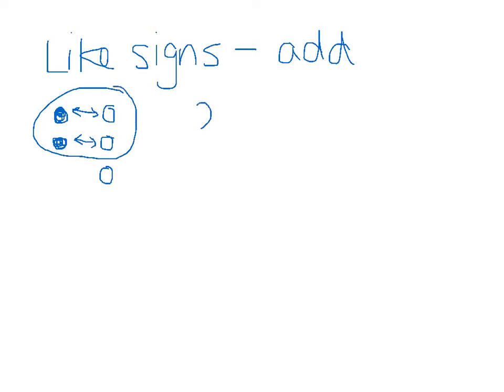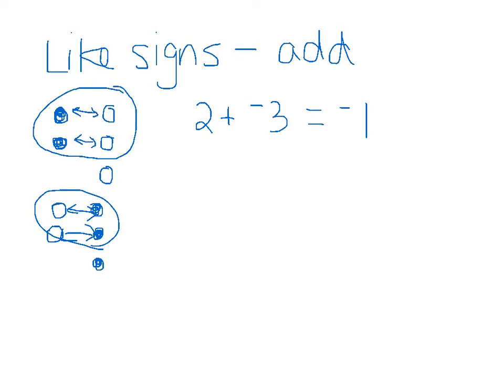In math, what we've just shown is that 2 plus negative 3 is equal to negative 1. By the same token, if these 2 were negative and these 3 were positive, we could see that 2 of them are still going to cancel each other out. But the one that's left over now is positive, showing us that negative 2 plus 3 is positive 1.